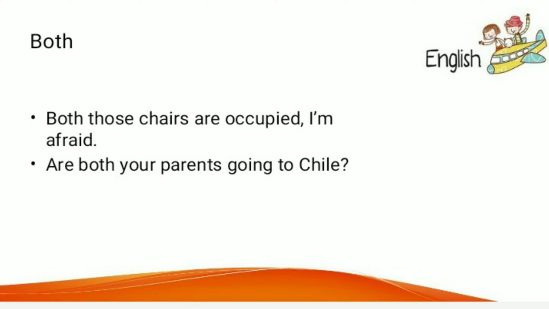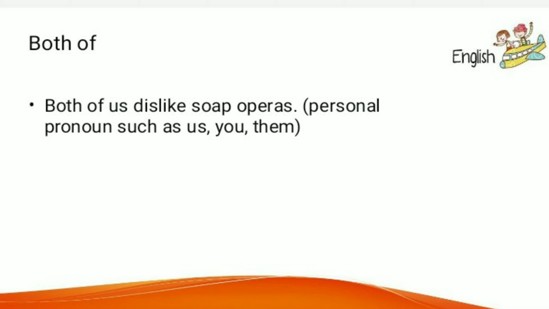Right. How about both of? It's the same with all, so if it is followed by a personal pronoun, you have to use of, not only both but both of. For example, both of us dislike soap operas. Us here refers to two persons.